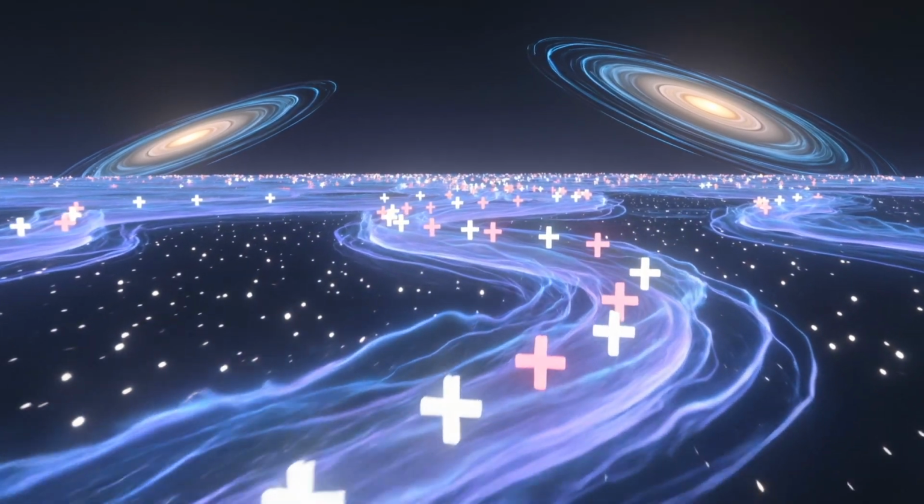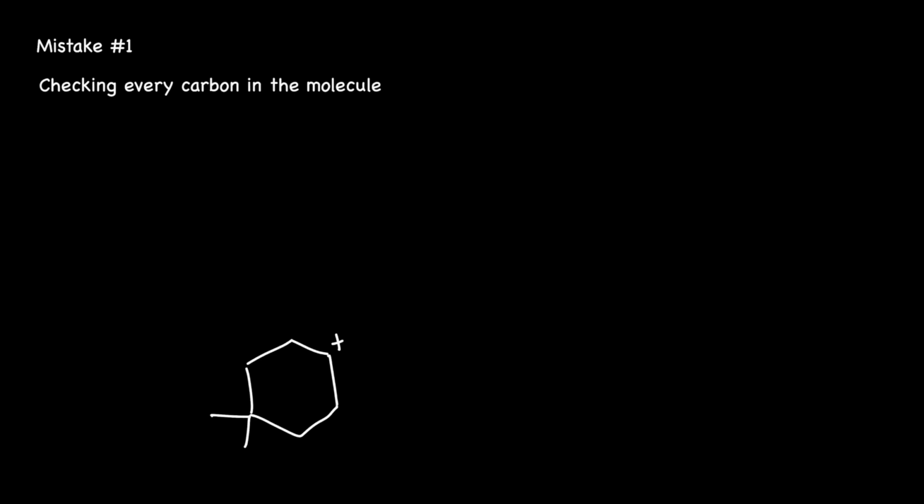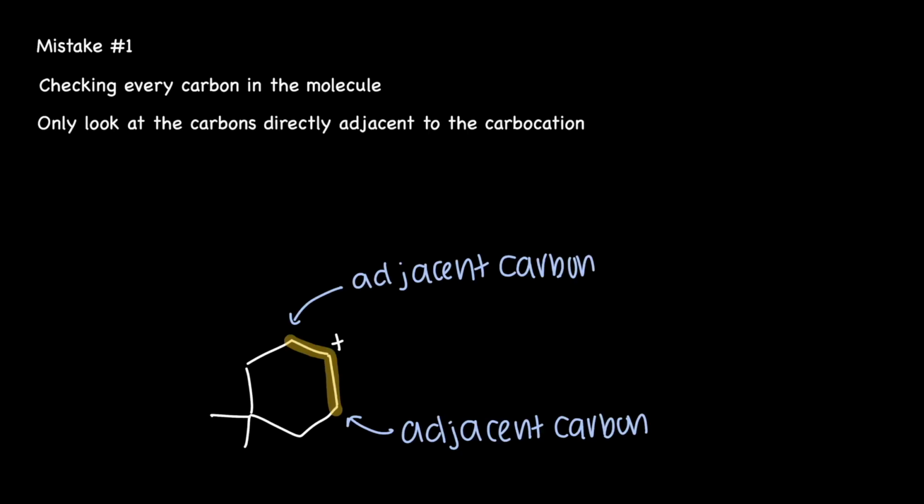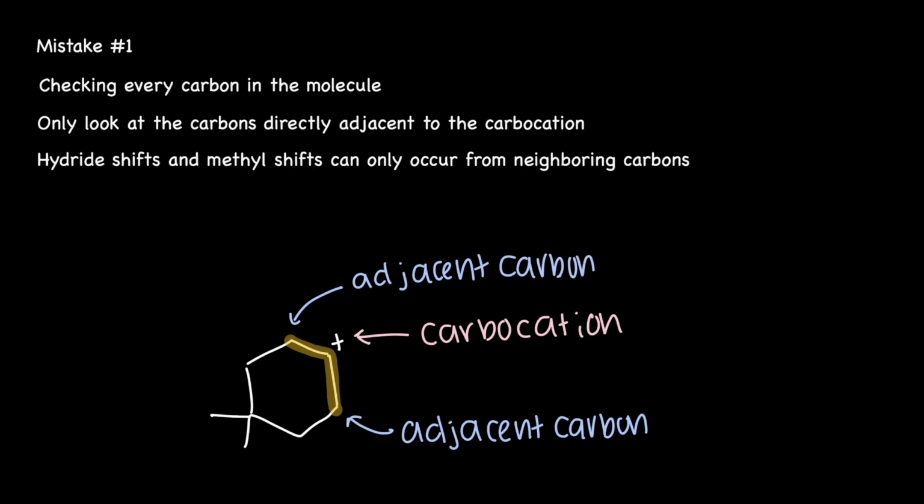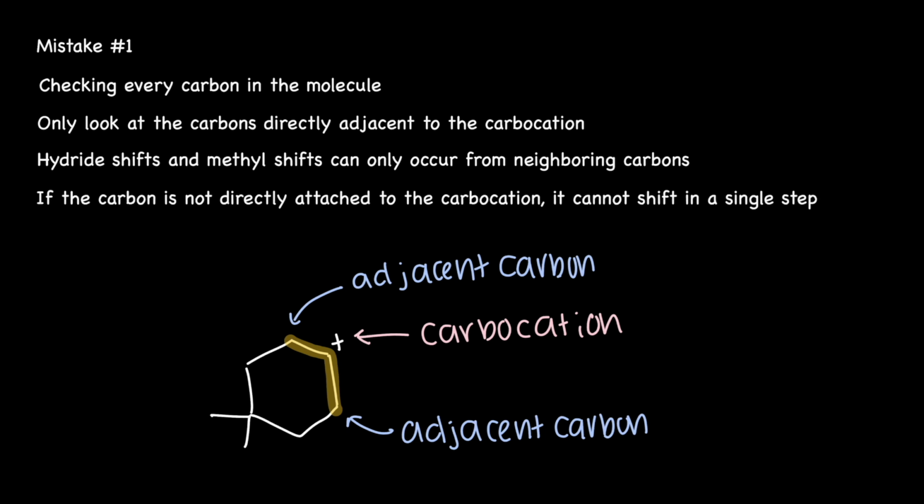Now let's discuss common mistakes. Mistake number 1. Checking every carbon in the molecule. Students sometimes search the entire structure looking for a possible shift. Only look at the carbons directly adjacent to the carbocation. Hydride shifts and methyl shifts can only occur from neighboring carbons. If the carbon is not directly attached to the carbocation, it cannot shift in a single step.